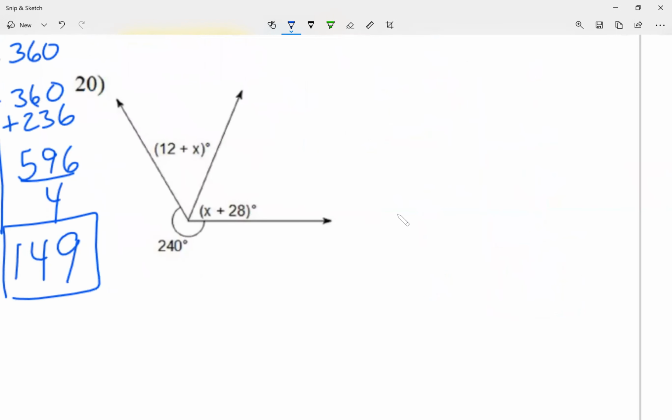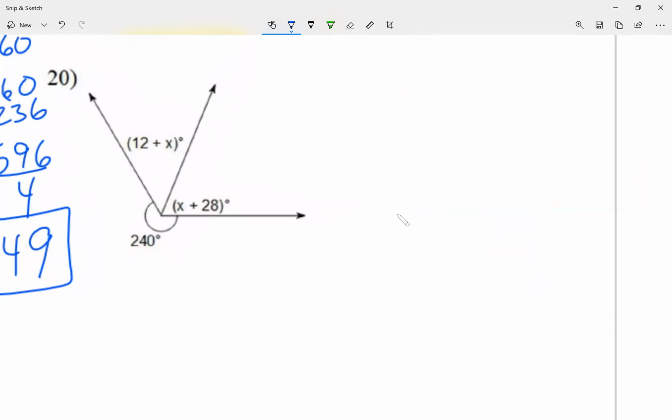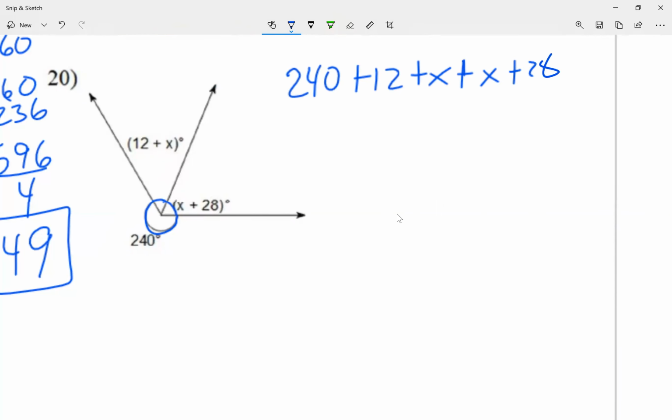Let's take a look at number 20. Okay, so here's 240. This whole thing is 240. Part of it here is 12 plus x, and this other part right here is x plus 28. So let me add everything: 240 plus 12 plus x plus x plus 28. I added everything. And again, this is equal to the whole circle. So I'm going to let this equal 360.